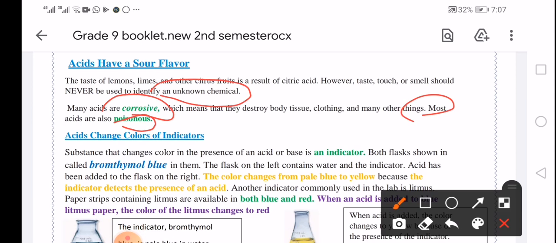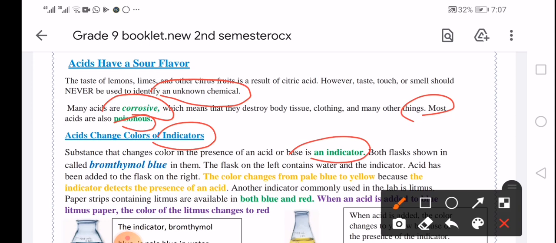Acids change the color of indicators. A substance that changes color in the presence of an acid or base is an indicator. So we use an indicator to know whether an unknown substance is an acid or a base.